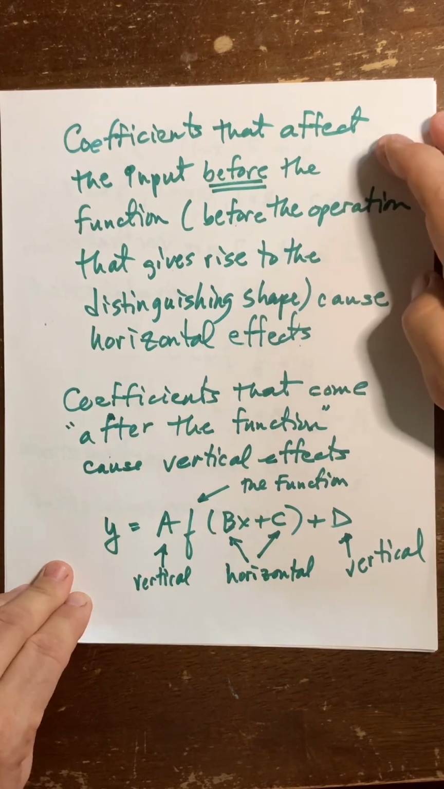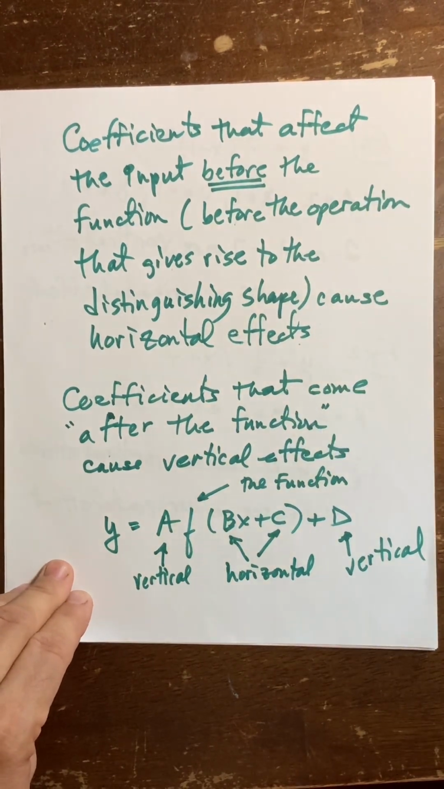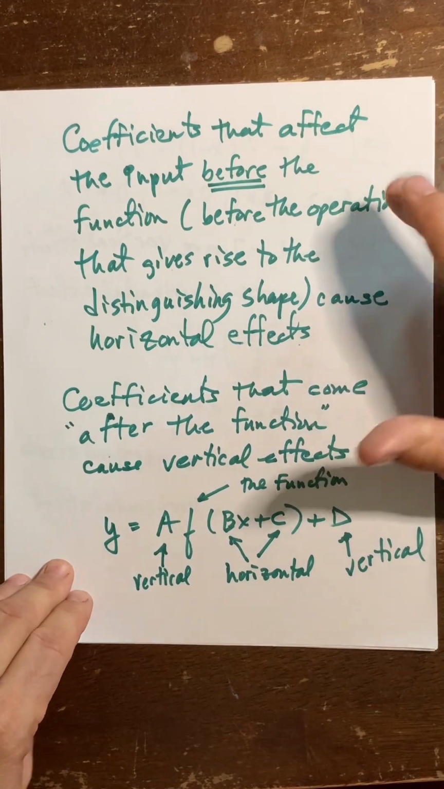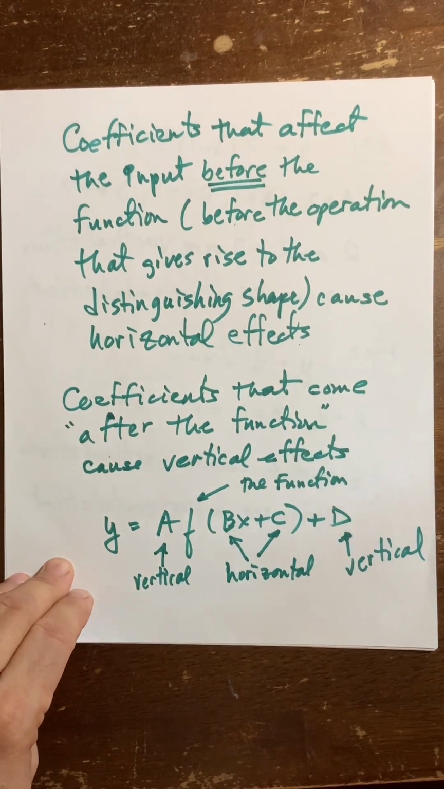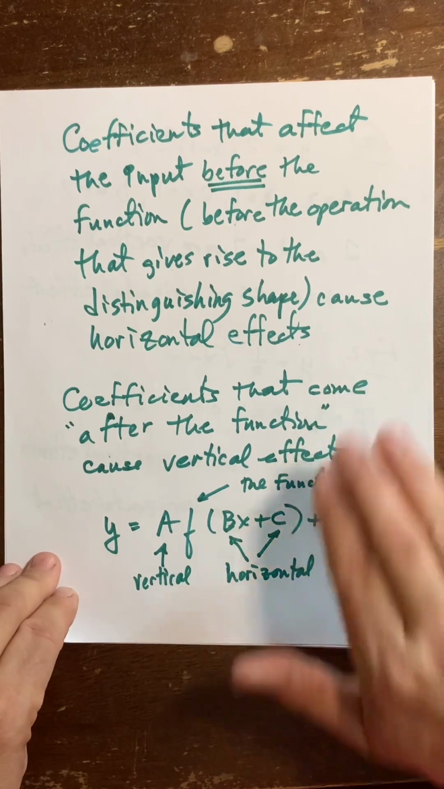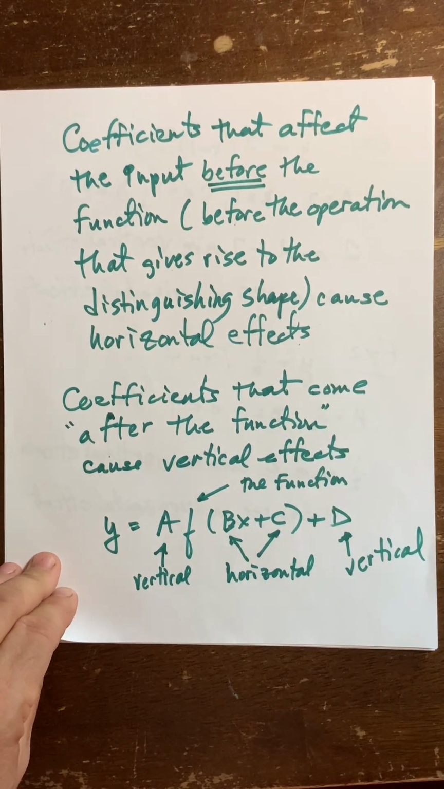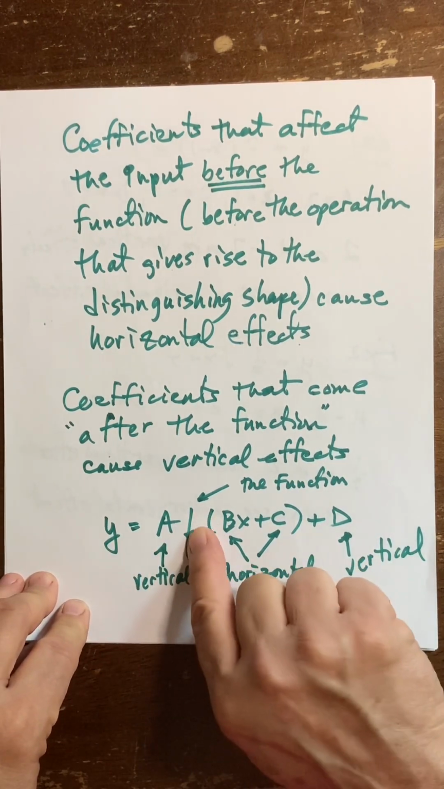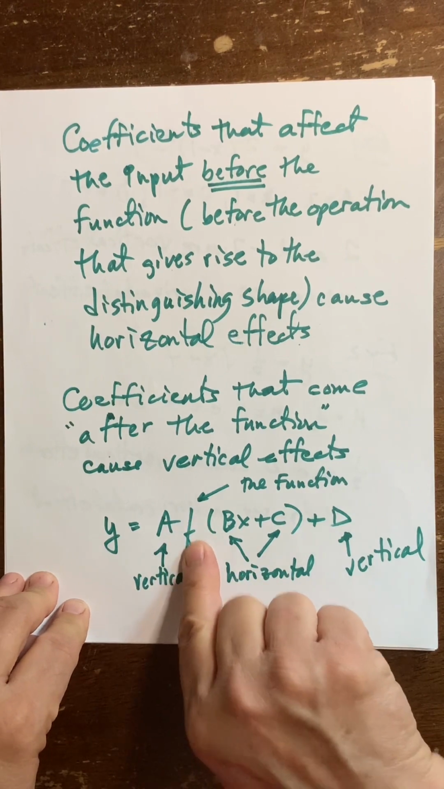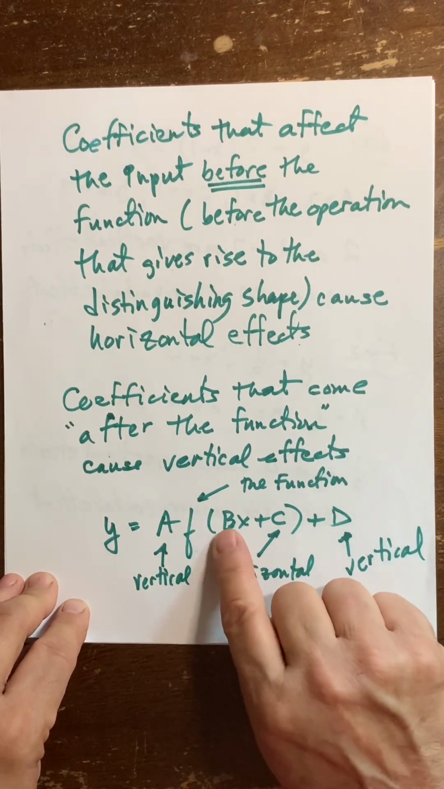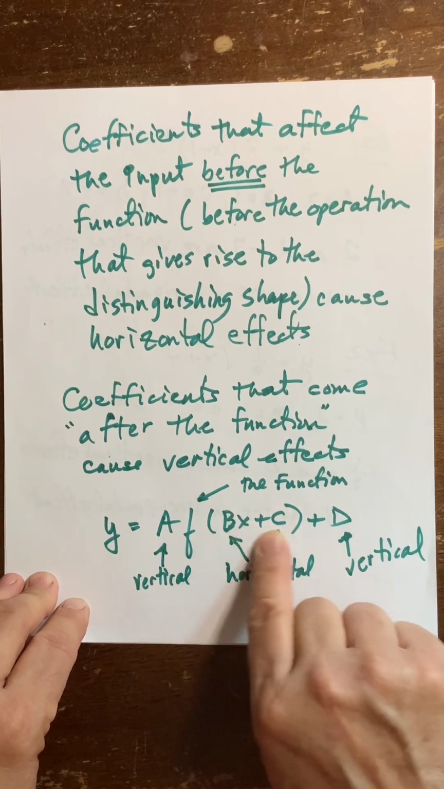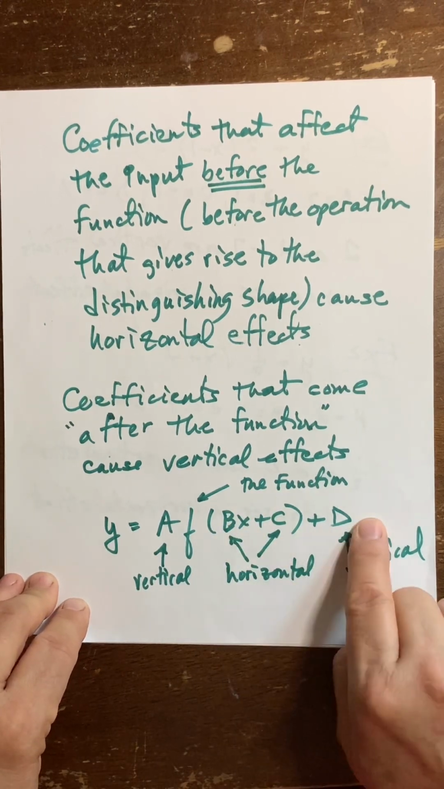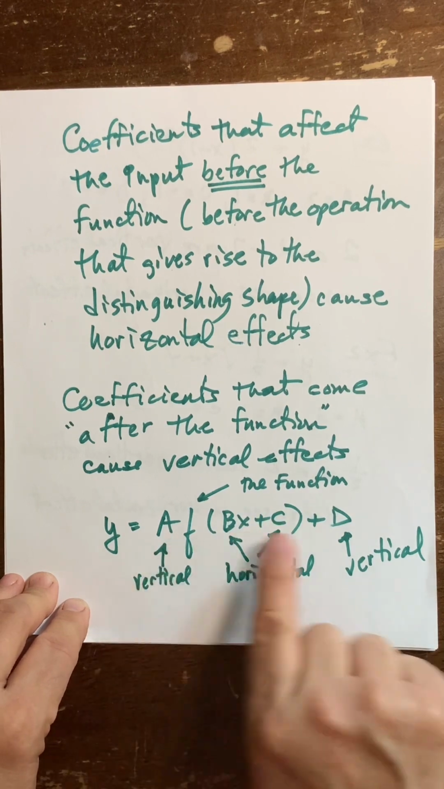So coefficients that affect the input, or the x coordinates, well, usually they're x coordinates, they don't have to be, but basically come before what I call the function, or the operation that gives rise to the distinguishing shape of the function, cause horizontal effects. And coefficients that come after the function cause vertical effects. Now, if you look at a general y equals a, here's your function, like that could be the square root, or the cube, or the absolute value. And then bx plus c, that's what they call the argument or the input, plus d. So these cause horizontal effects, these cause the vertical effects.